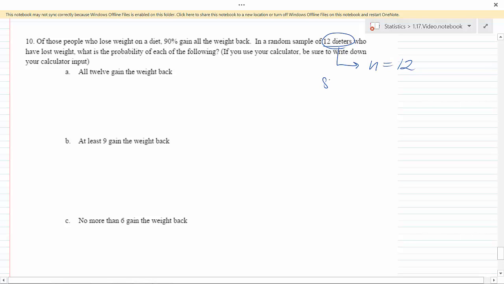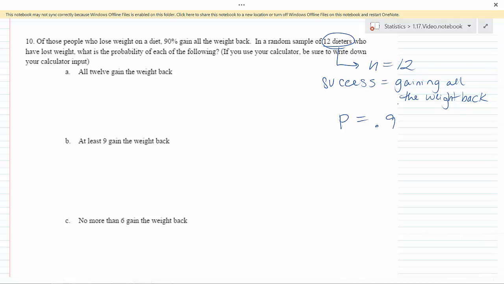We could say that success, a little differently than you might think of success, but here we're going to say success is gaining all the weight back. And our probability of success in this case is 90%. So again, when you define success and failure, success doesn't have to be something positive. It can be something negative.